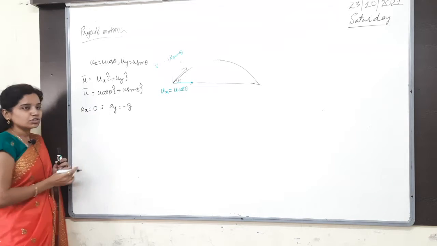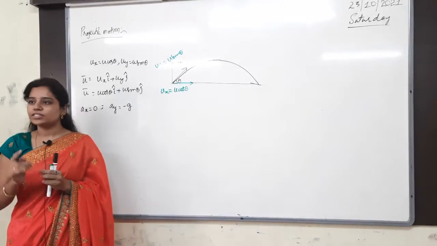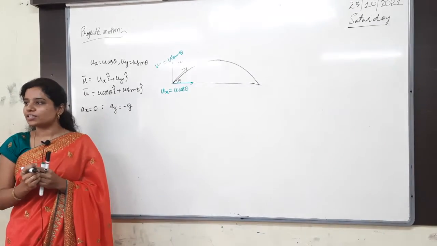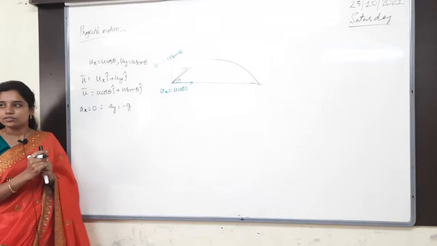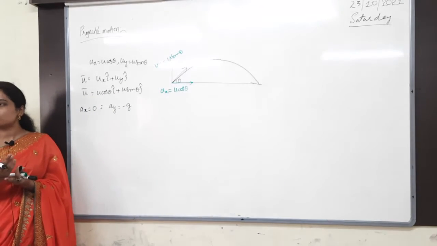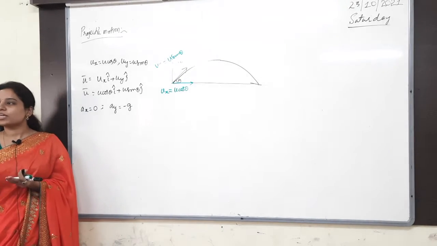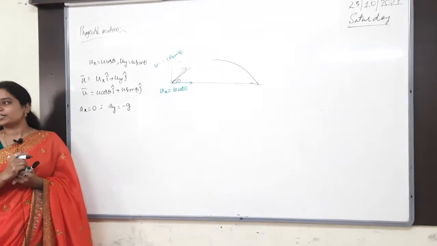Ax is equal to 0 because the body is moving under only one force, the gravitational force, and that force is acting in the downward direction. So horizontally there is no force, so there is no acceleration. No force means obviously no acceleration. Why? Because F is equal to m into a. If F is 0, then a is also 0, in the horizontal direction.